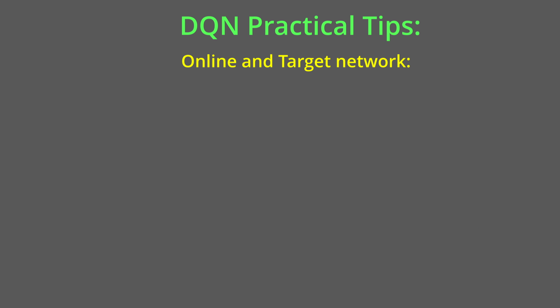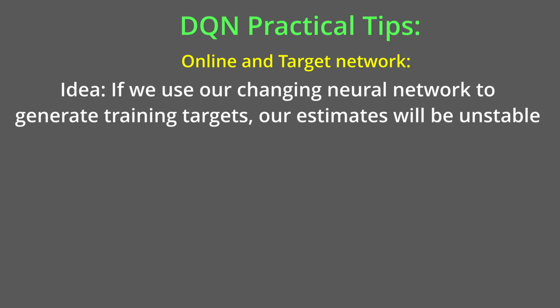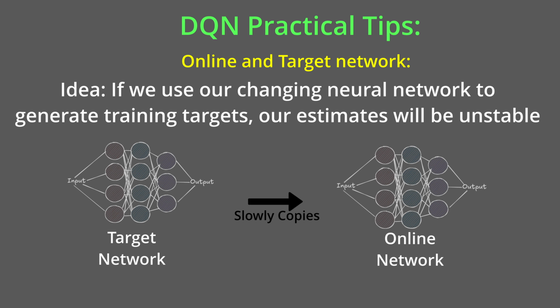Finally, I want to discuss the online network and the target network. The online network is the one we actively train every step. But if we also use this constantly changing network to generate our training targets, the goalpost keeps moving. That makes learning very unstable. So we create a second network called the target network. Now this is just a frozen copy of the online network that only occasionally updates. This gives us a more stable target to learn from and has the following equation for our TD error.